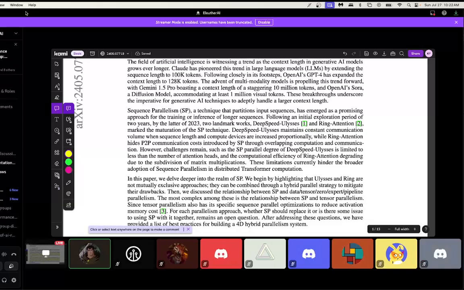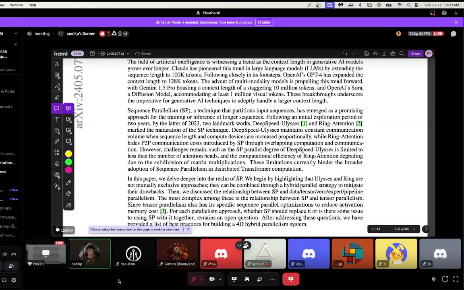So here's what they say. They bring up this point here. After an initial exploration period of 2 years, in the latter part of 2023, two landmark works, DeepSpeed Ulysses and Ring Attention, mark the maturation of the SP technique.